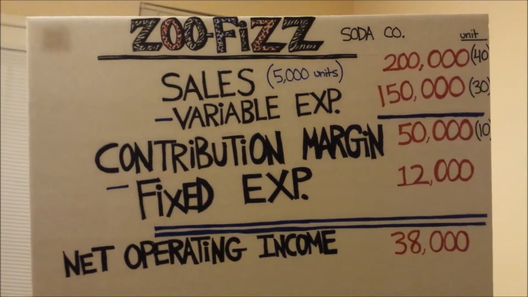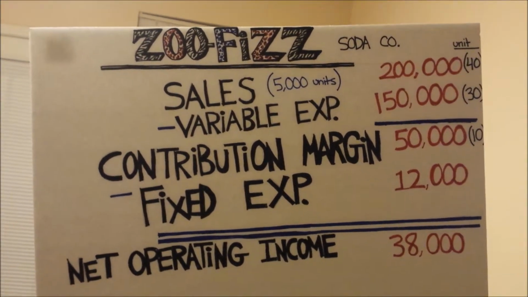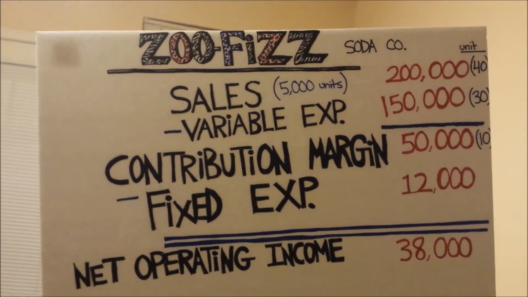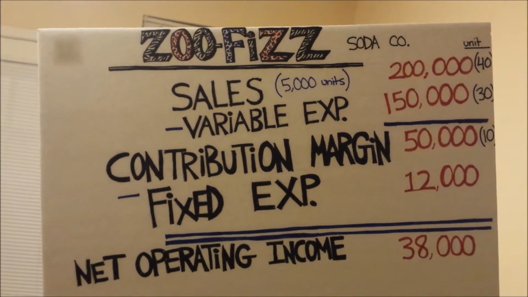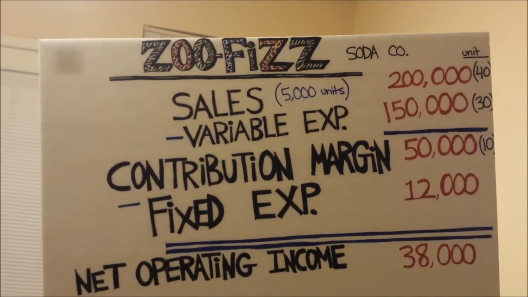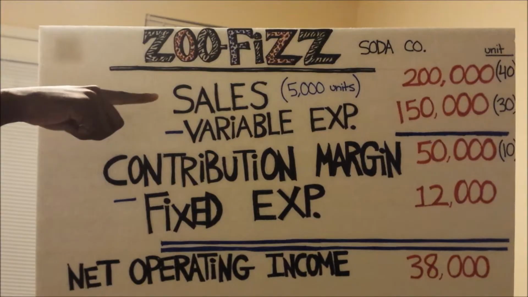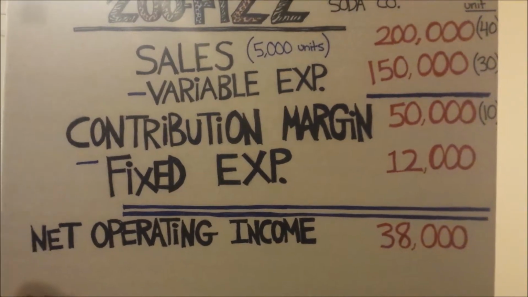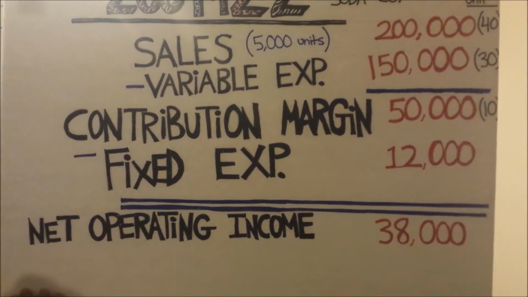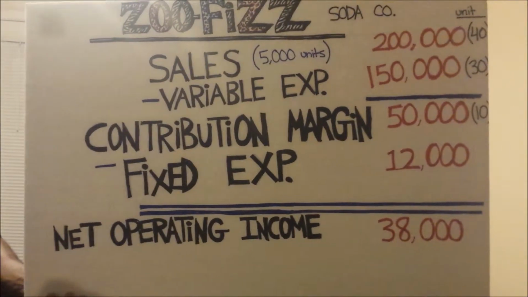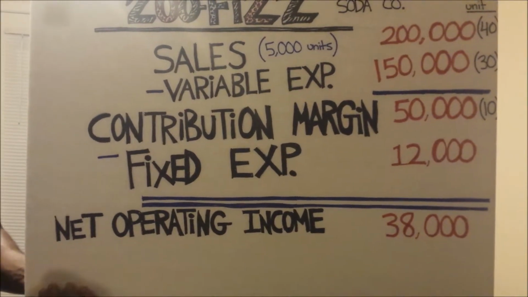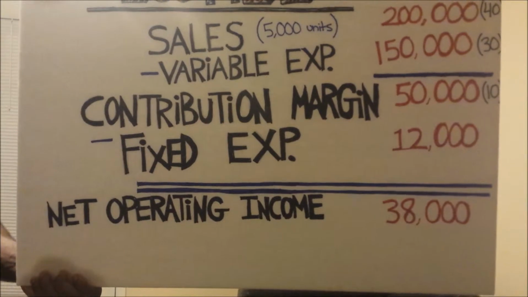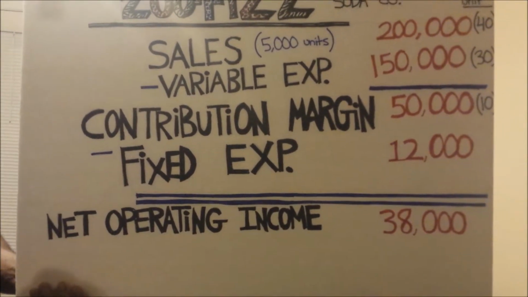Hi, my name is Anna, and I'm going to show you how to break even in unit sales and in dollar sales. First, let me show you the information you need to find the break even. Zoo Fizz Soda Company sold 5,000 units, which is also $200,000 in sales, which makes sales $40 in unit sales. Variable expenses are $150,000, which is $30 in unit sales, which makes the contribution margin $50,000. The fixed expenses are $12,000, which makes the net operating income $38,000.